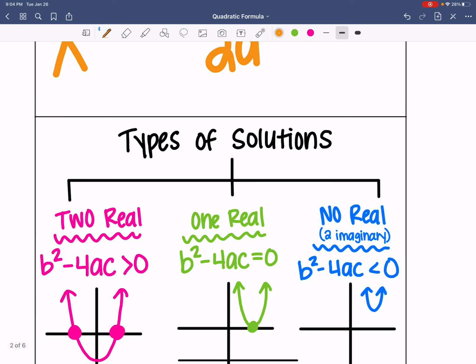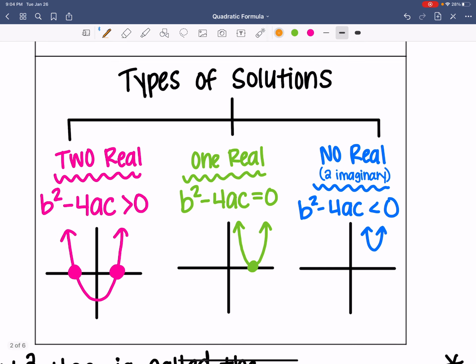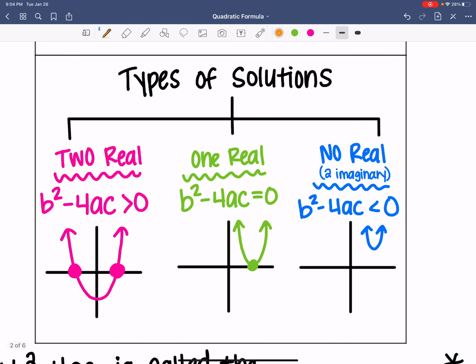Now, before we get into some examples, I just want to talk about the types of solutions that a quadratic can have. We've already kind of covered this, but just to remind you, you can have two real solutions. When you have two real solutions, that means that your graph crosses the x-axis 2 times. With two real solutions, I have this written here that b squared minus 4ac is greater than 0. So we'll see why that's true.